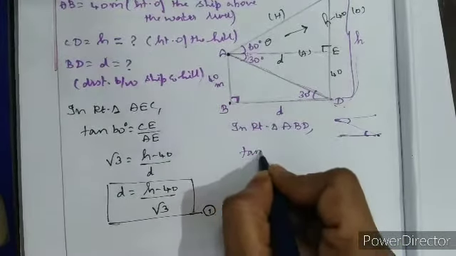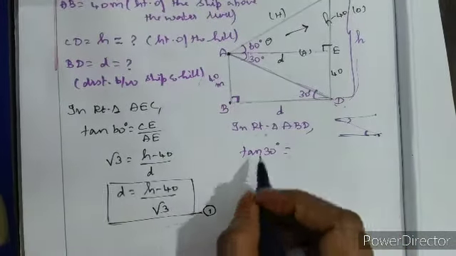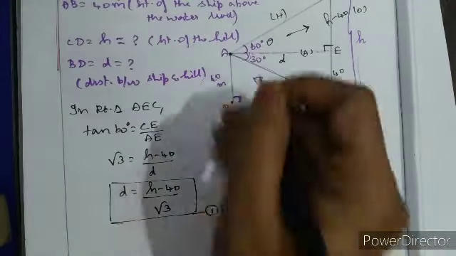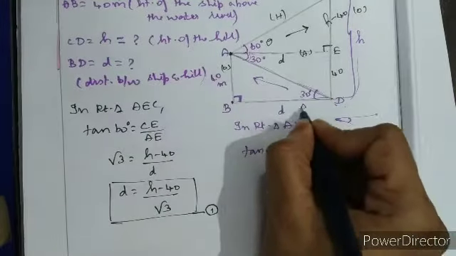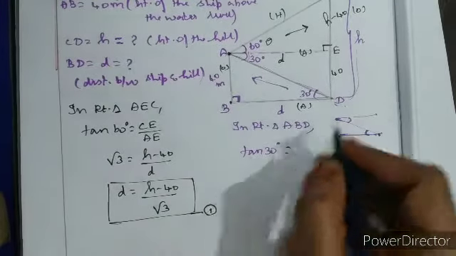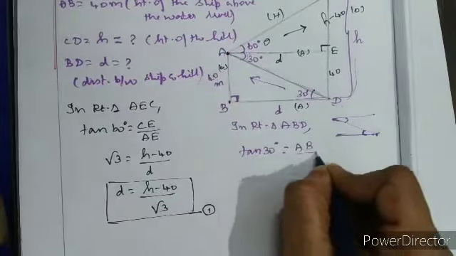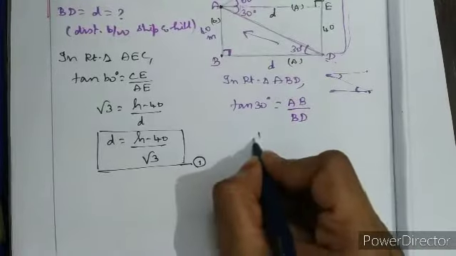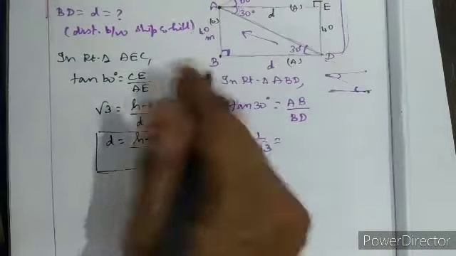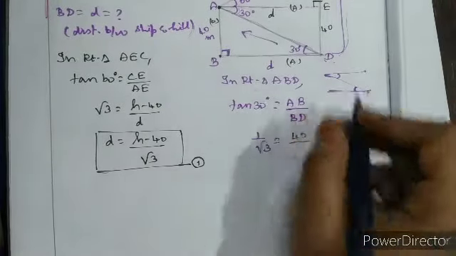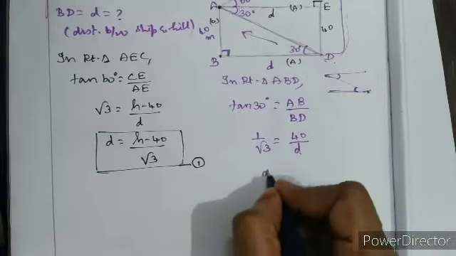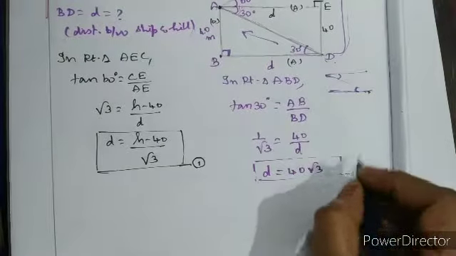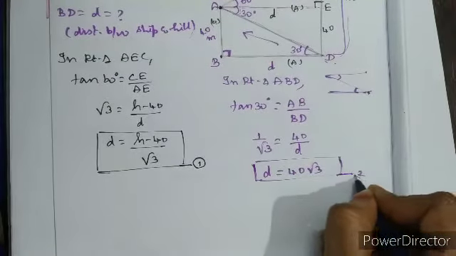Now I want to find the value of tan 30 degree. So for tan 30, see here, this is my opposite side and this is my adjacent side. Therefore tan 30 is equal to opposite by adjacent, that is AB by BD. Tan 30 value is 1 by root 3, and the measure of AB we know is 40, and BD is D. We can write this as D is equal to 40 root 3, and let this be equation 2.